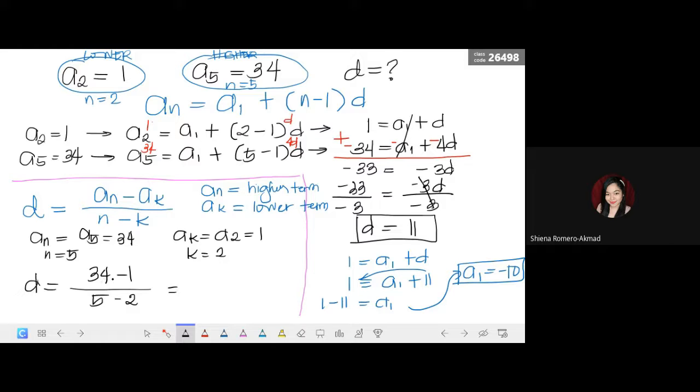Then we will have 34 minus 1 is 33. 5 minus 2 is 3. 33 divided by 3 is 11. So as you can see, pareho lang yung difference na nakuha natin, but the process is not the same. Okay? Mas mahabang proseso tong nasa taas at mas maikling proseso tong nasa baba.